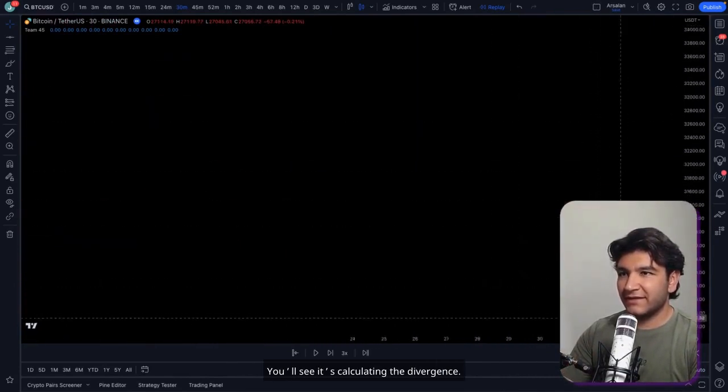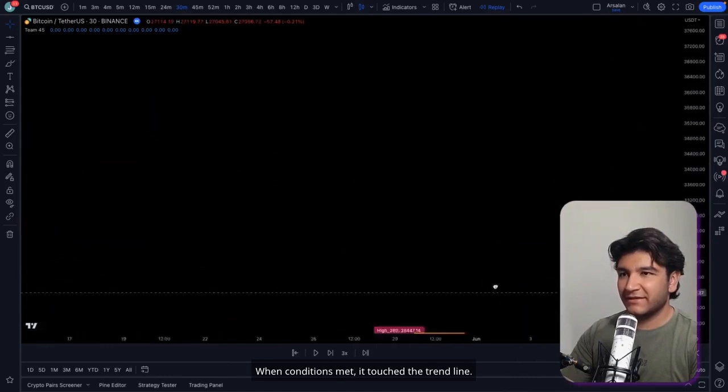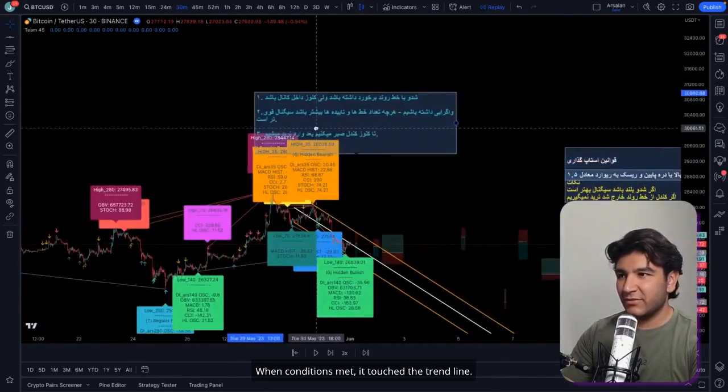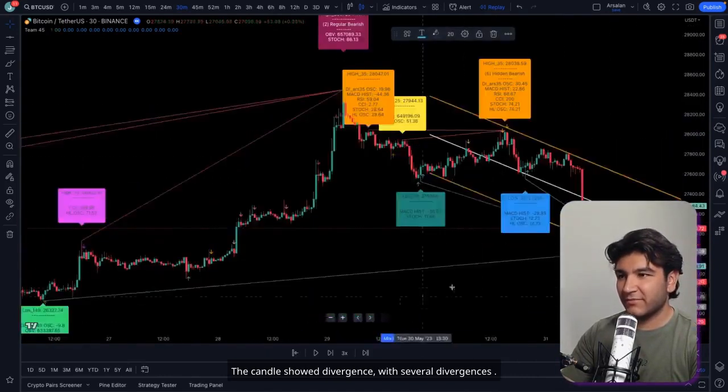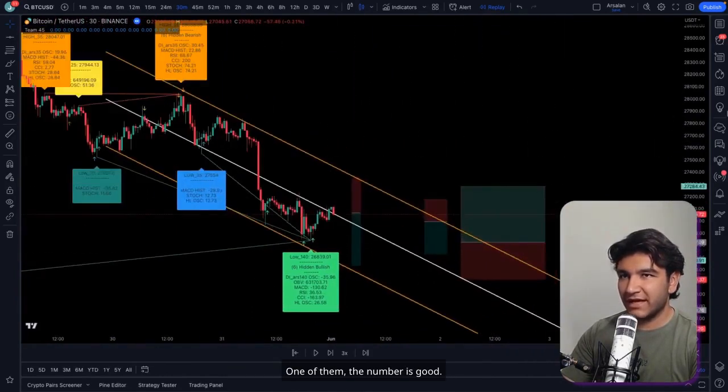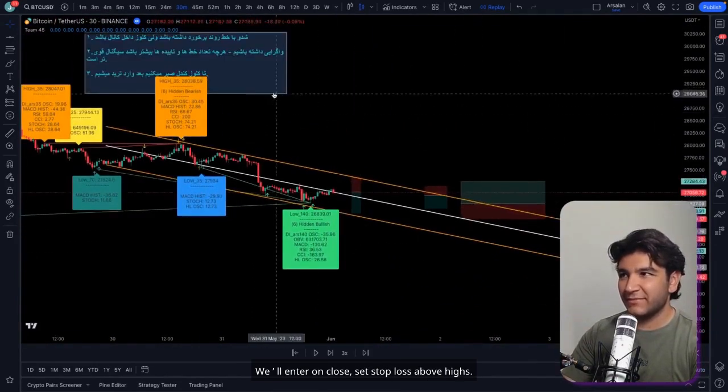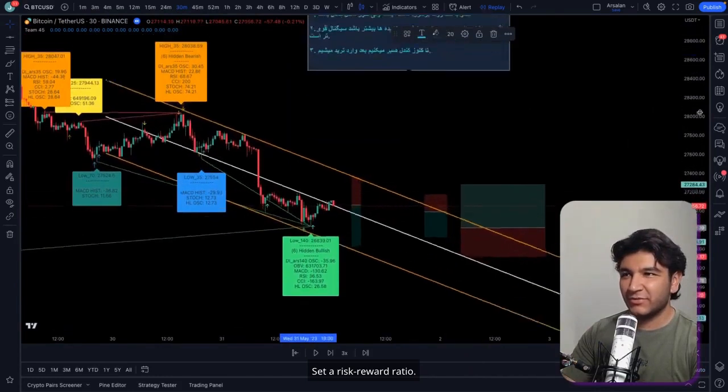You'll see it's calculating the divergence. When the conditions were met, it touched the trend line. The candles showed divergence, with several divergences. One of them, the number is good, with a small shadow. We'll enter on close, set the stop loss above highs, and set a risk-reward ratio.